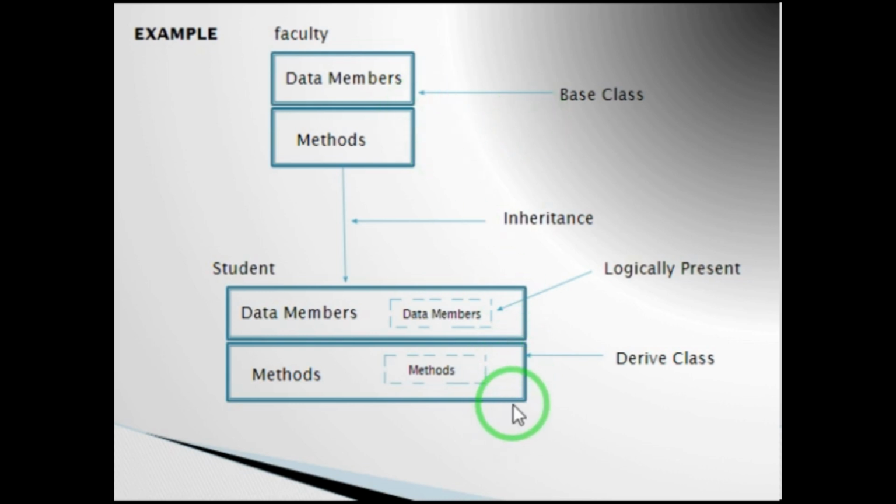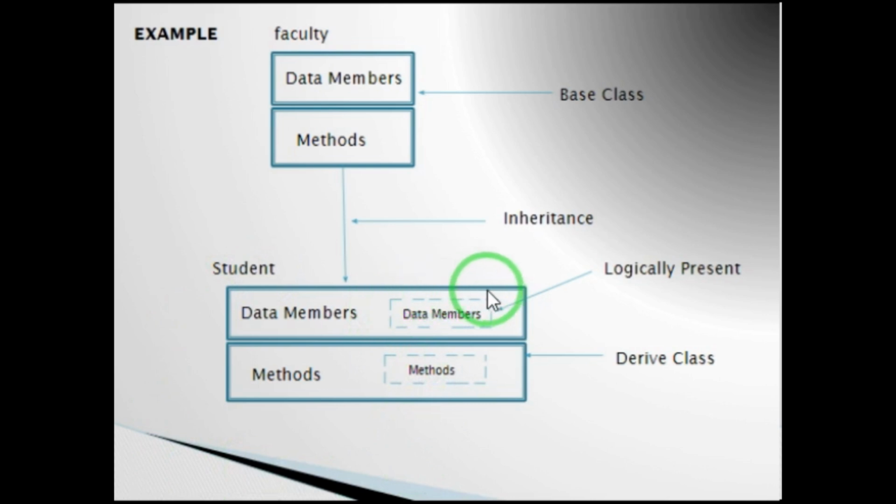Base class, derived class, parent class, child class. So faculty is the base class, student is the derived class; faculty is the parent class, student is the child class; faculty is a superclass, student is a subclass. Whenever I use an inheritance concept between these two classes, all the data members and methods get inherited or are usable in the student class.